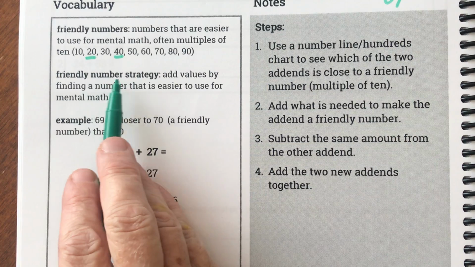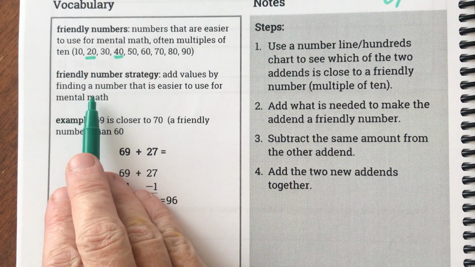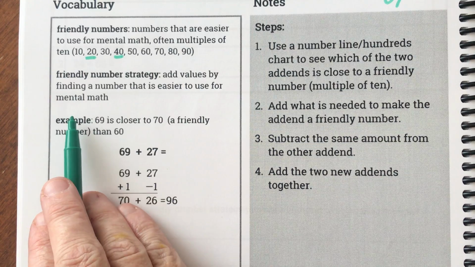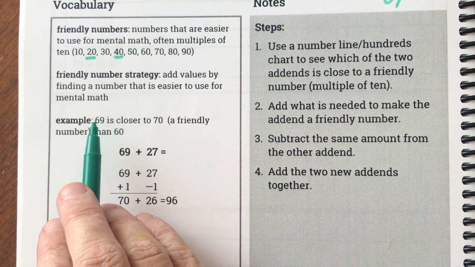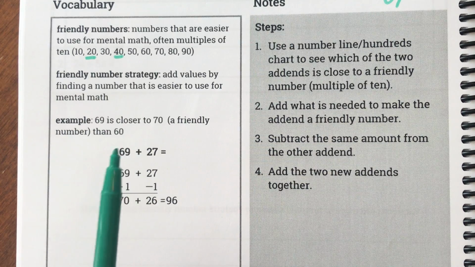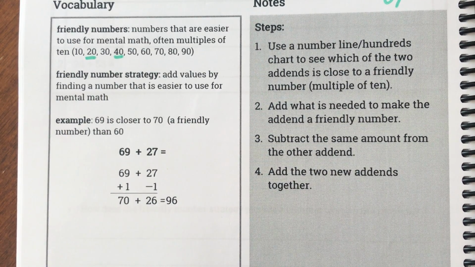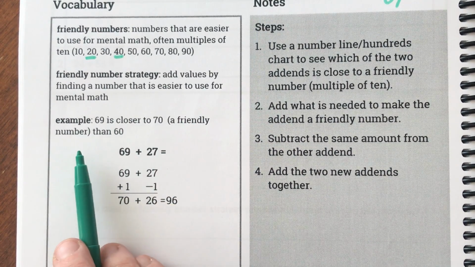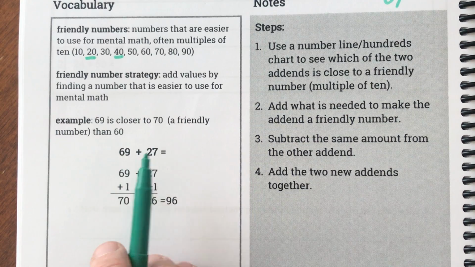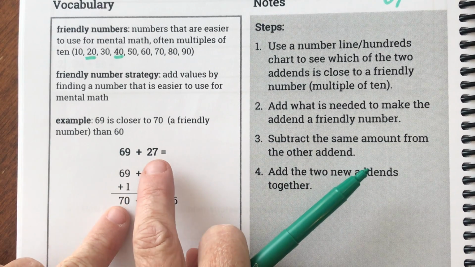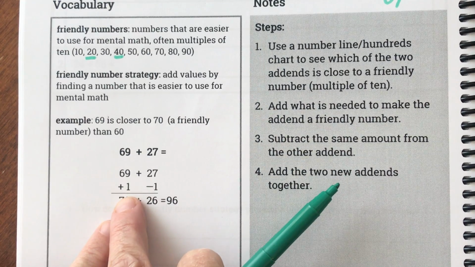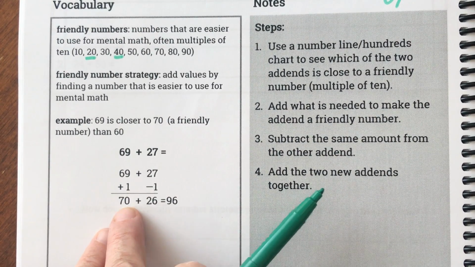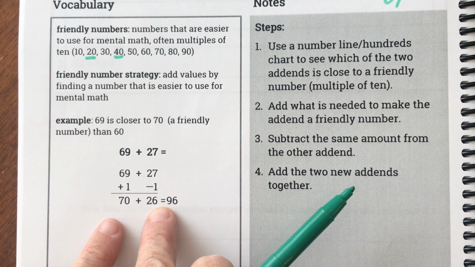Our friendly number strategy says add values by finding a number that is easier to use for mental math. So we're going to be changing our numbers around, and remember that's allowed based on the addition properties we learned, so we can create friendly numbers. Here's an example. 69 is closer to 70, which is a friendly number, than 60. So what we did is we had 69 plus 27. We added 1 to 69 to make 70, which is a friendly number. And then we took that 1 away from 27.